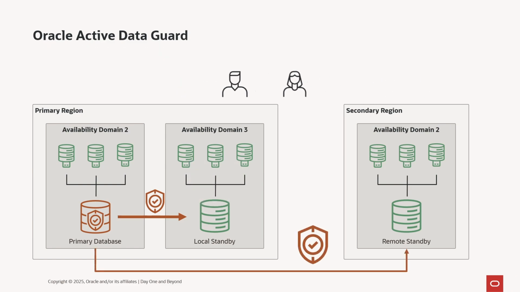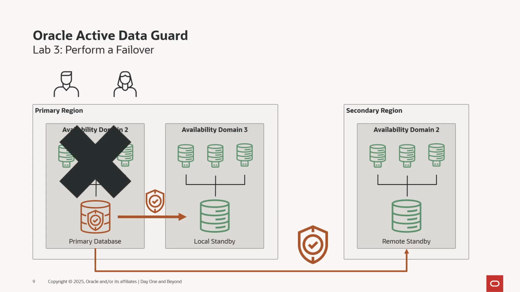Now, what if the downtime is unexpected? In Lab 3, we're going to go ahead and simulate a failover. A failover is a role transition in which one of the standby databases is transitioned to the primary role after the primary database, or in all instances of the Oracle RAC database, fail or become unreachable. Additionally, with Fast Start Failover, this allows the Oracle Data Guard broker to automatically fail over to a standby database without the need for any human intervention.